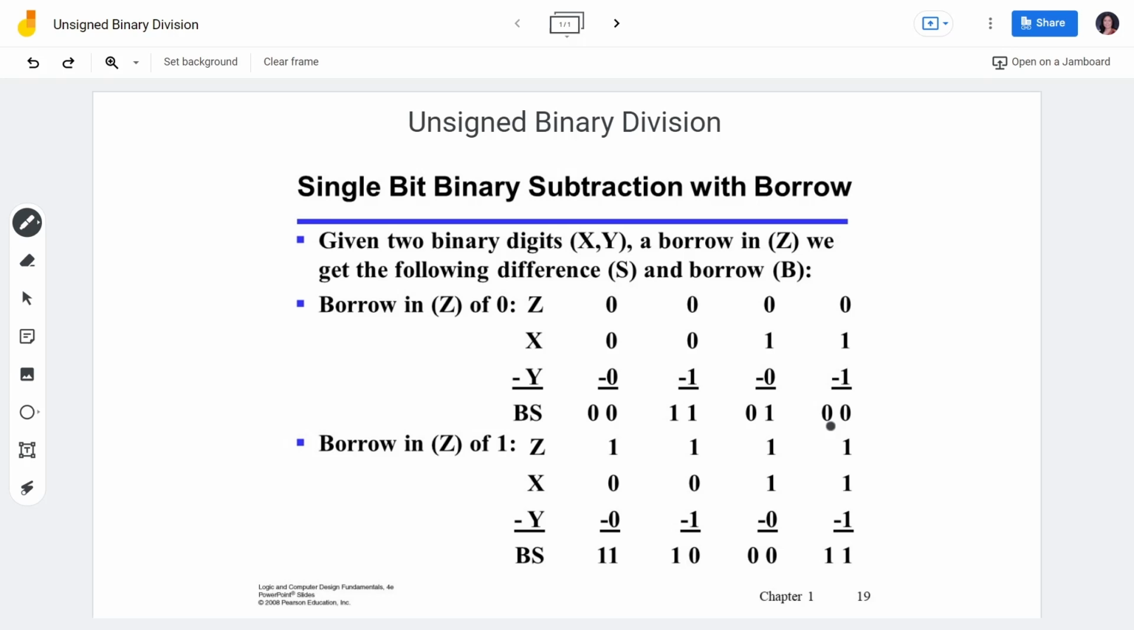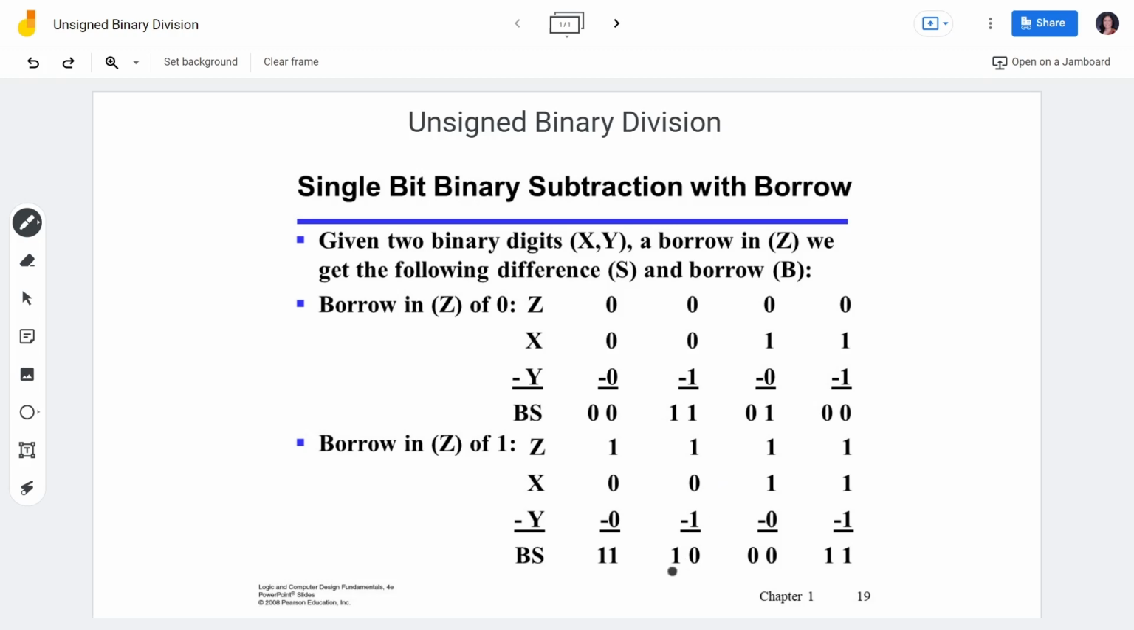That is for a borrow in of 0. What if the borrow in has a value of 1? For the first case, we have 1 minus 0 minus 1 borrow in. Just bring down the 1, and there is a borrow because the 1 is actually in the borrow in, so you need to reflect it in the borrow. Next we have 1 minus 0 minus 1, which gives 0.